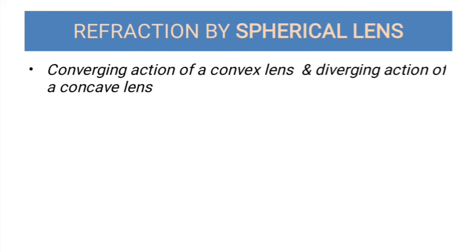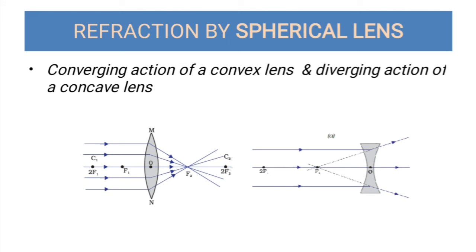Let us see spherical lenses. So, the converging action of a convex lens and the diverging action of a concave lens. Starting with this, here is what happens. For a convex lens, when light passes through it, it converges. So rays of light come together at one single point, which is called the principal focus. Whereas, on the contrary, for a concave lens, the rays of light go away from their path, it diverges. So that's why it is also called a diverging lens, and this one is called a converging lens.